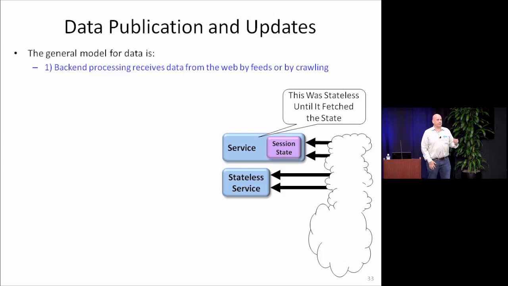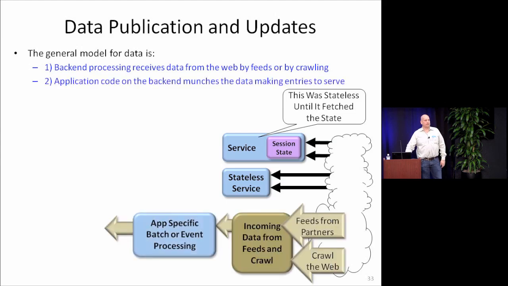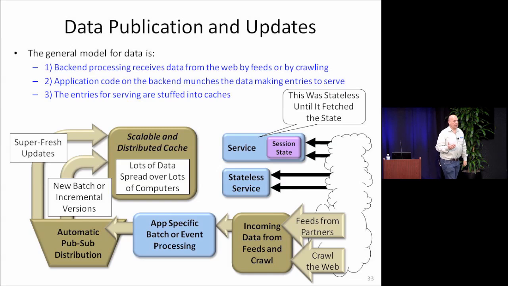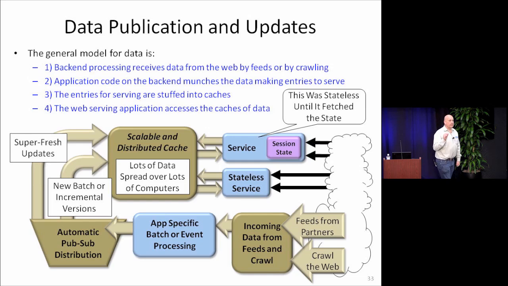The back-end model for data is I get the web data and I process it. It comes in from the outside. I run some app code, either batch or event processing, and then I'm automatically distributing it out to some scalable caches, which the service and the stateless service access. Now, I am 100% comfortable with batch processing for the application.